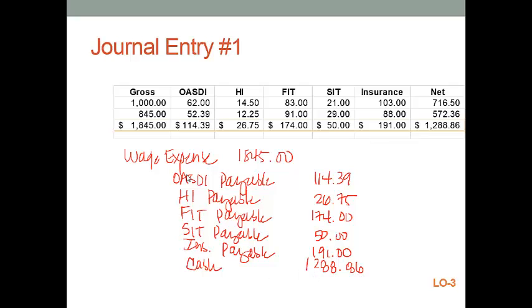Okay, but this is basically what the employee's journal entry always looks like. You might have some different deductions in here, so different payables in here, but the wage expense is always going to be debited. Then you're always going to credit your deductions as payables, and then you're always going to credit either cash, usually cash for us, or in real life it might be wages payable. Okay. Let's look at journal entry number 2.